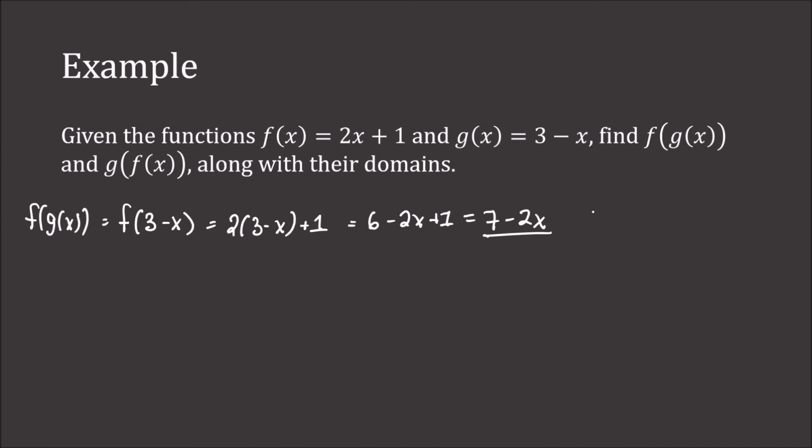The domain: well, since the domain of f was all real numbers, as was the domain of g, we have to find all of the real numbers that make 3 minus x a real number. Well, that's all real numbers.